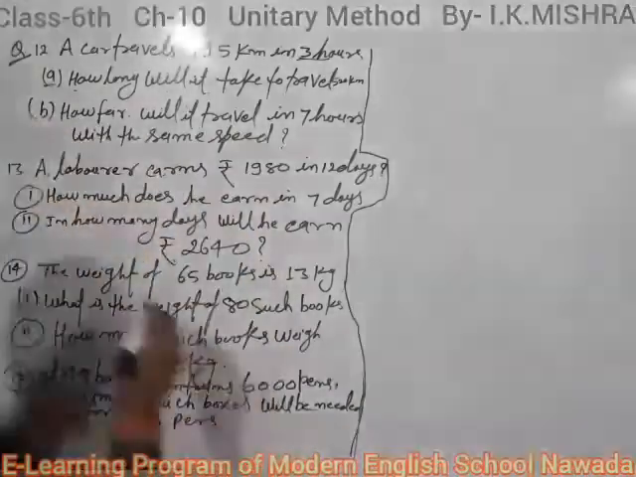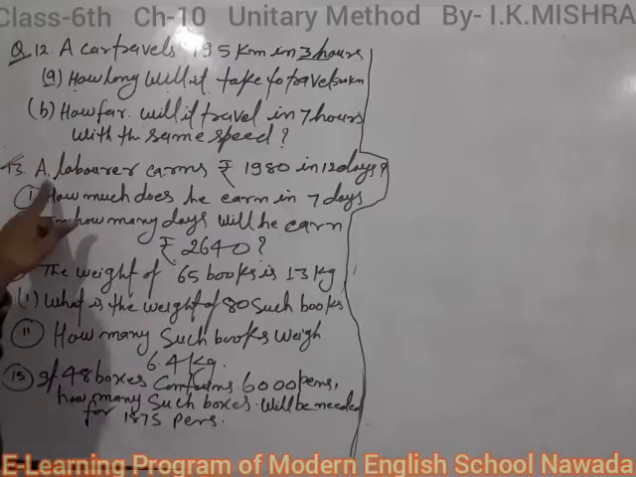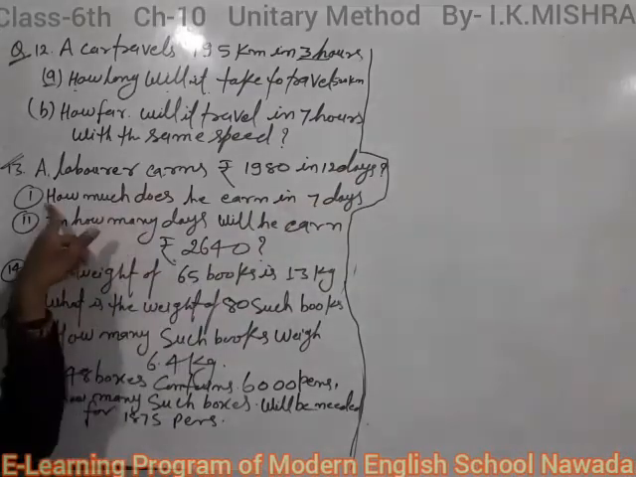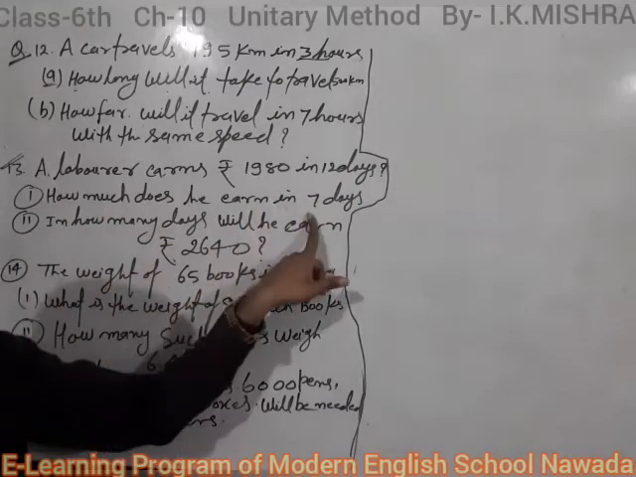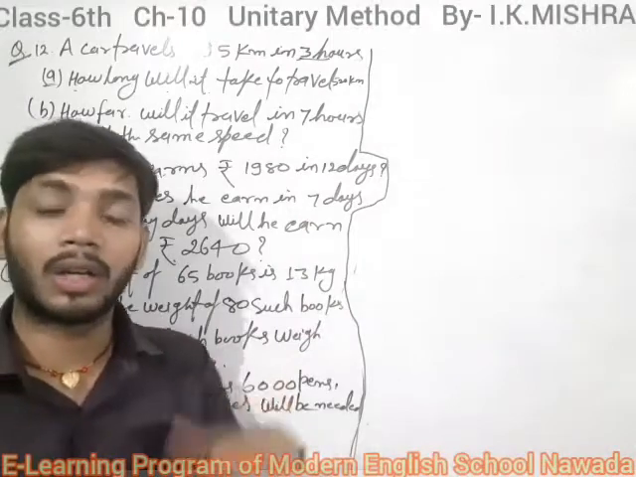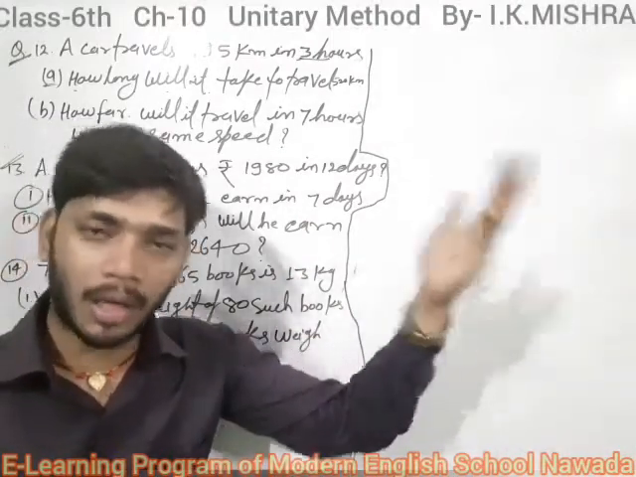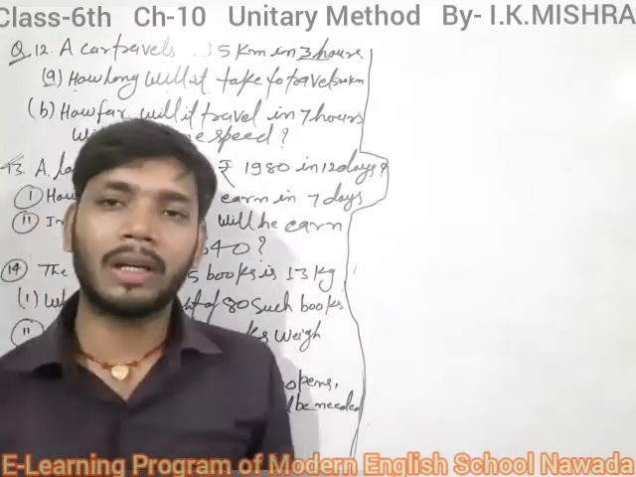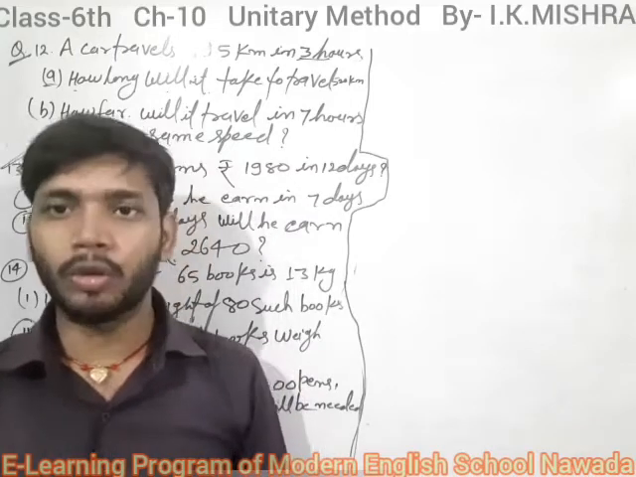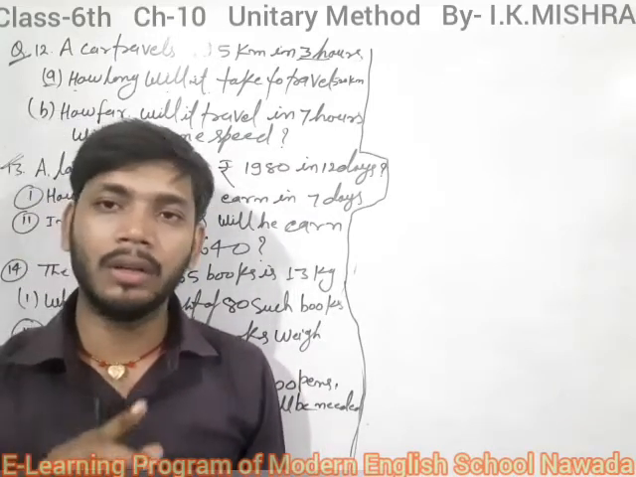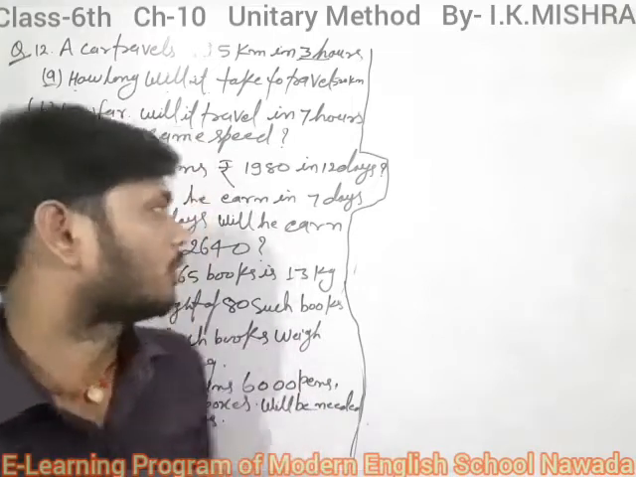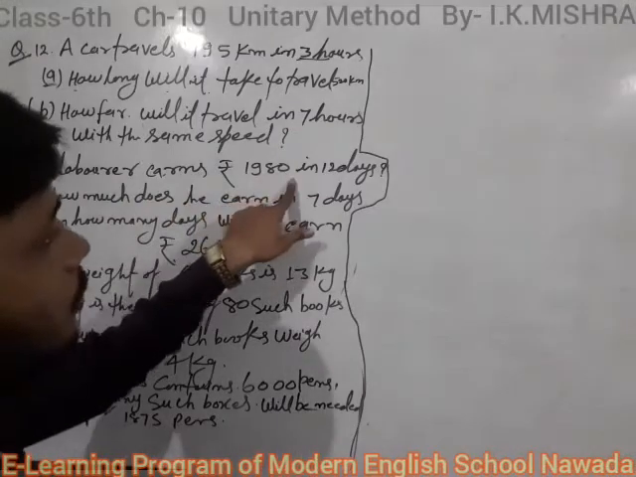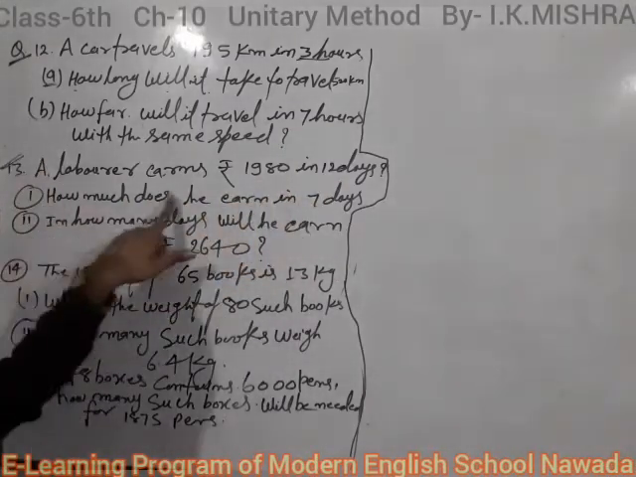Students, here in question number 13, a laborer earns rupees 1980 in 12 days. Here the first question: how much does he earn in 7 days? Students, when a laborer works more days he earns more, when he works fewer days he earns less, so it is also a direct variation condition. So here also we find the value of 1, then you have to divide. So students, a laborer earns rupees 1980 in 12 days.